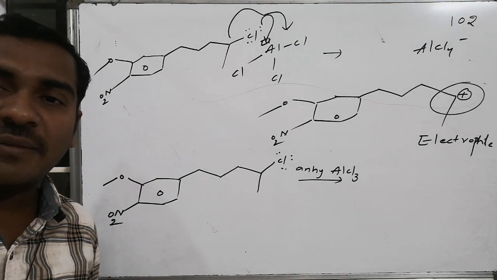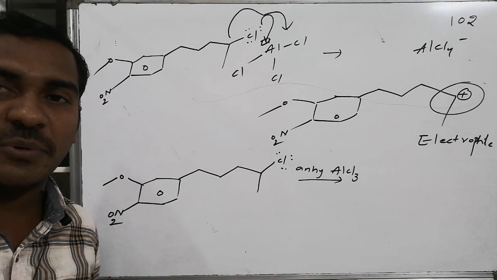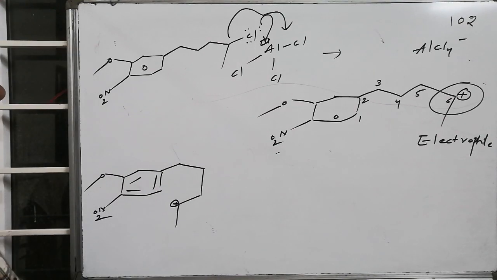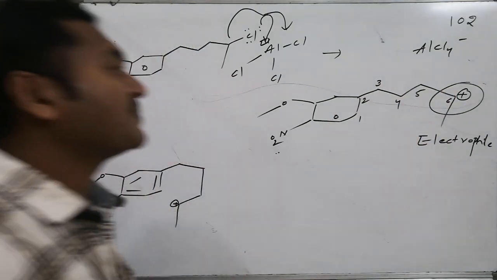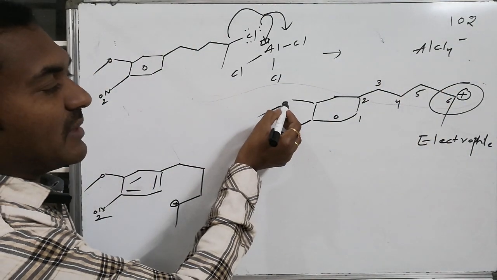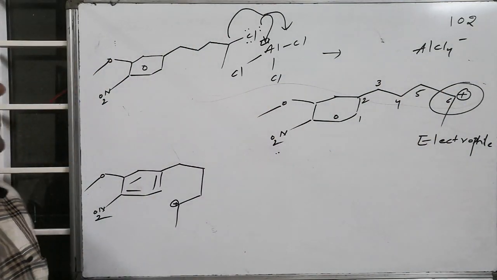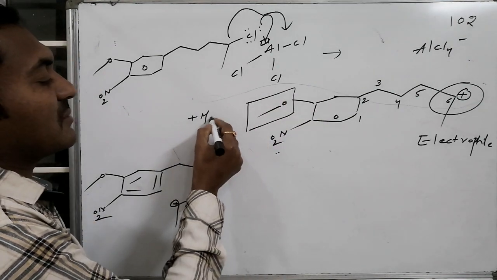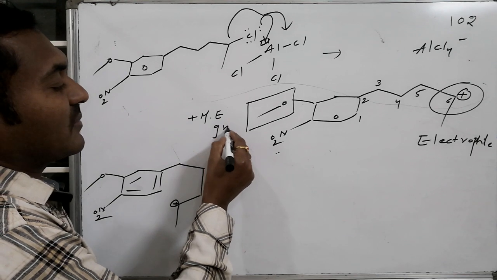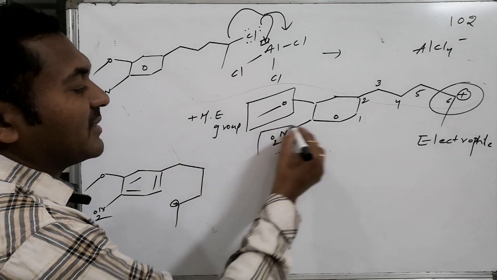If we go for the final product, that is the formation of the product, to write the final product, if I number this as 1 2 3 4 5 and 6, this particular group is a plus Me group. This plus Me group is acting as an ortho para directing group. This group is a plus Me group, whereas this NO2 group is a deactivating group.